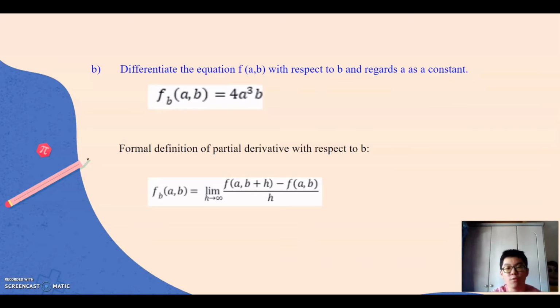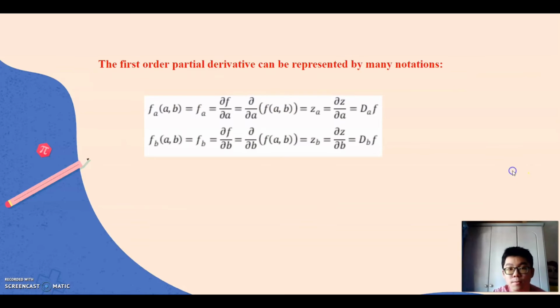The formal definition of partial derivative with respect to b is: f differentiated with respect to b is equal to the limit where h approaches zero, f(a, b plus h) minus f(a, b), divided by h.